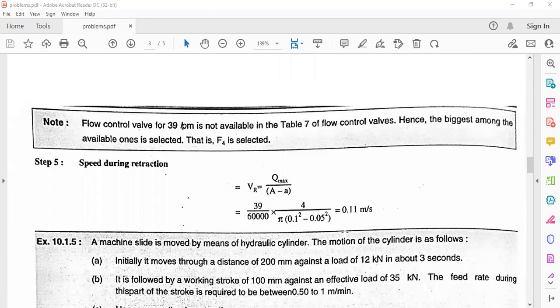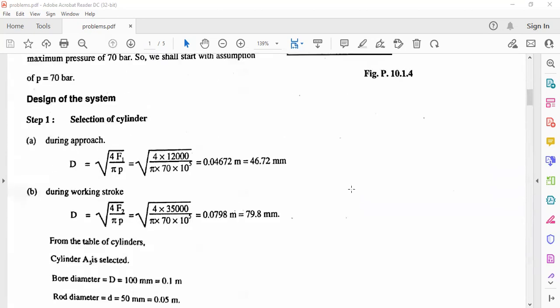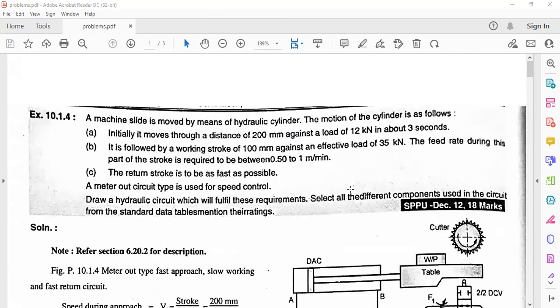So speed during retraction, VR equal to Q max upon A minus a, 39,000 into 4 upon pi into 0.1 square minus 0.05 square, equal to 0.11 meter per second. So in this way, we have solved this problem of meter out circuit, the system design for this circuit.